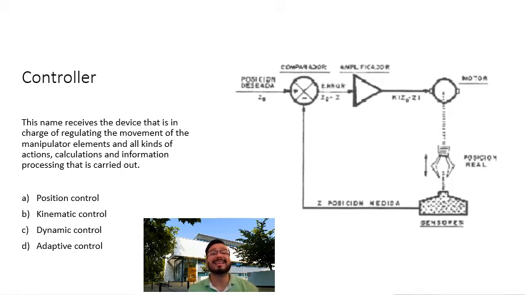Second, we have the kinematic control, when in addition to the position, the speed is also regulated. Third, we have the dynamic control. The dynamic properties of the manipulator, the motors, and associated elements are also taken into account. And finally, we have the adaptive control. In addition to those indicated in the previous controls, the variation in the characteristics of the manipulator is also considered when varying the position.